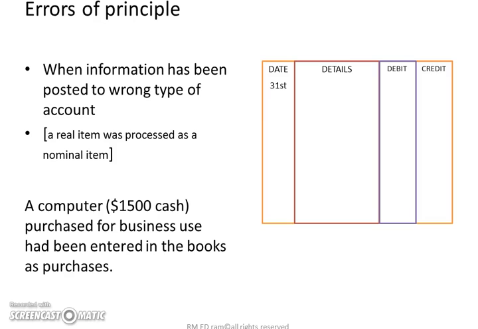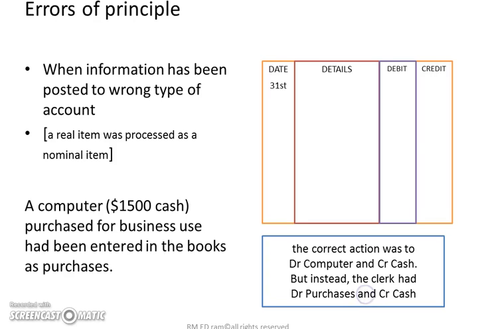So for example, a computer that cost $1,500 cash that was purchased for business use had been entered in the books as purchases. Now we know purchases refer to goods bought for resale, and that computer was not bought for resale.